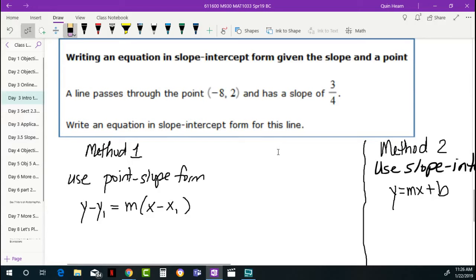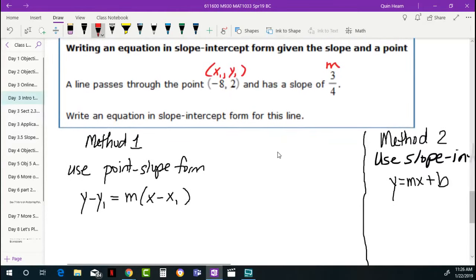So we're going to try actually 2 methods. One is to use the point slope form. Since we were given a point and the slope, we can think of this as x1, y1, and this is our slope m. And then we'll look at another method after that. And you can use whichever one you like better, okay?